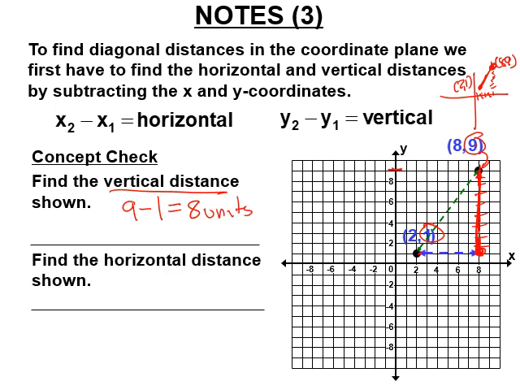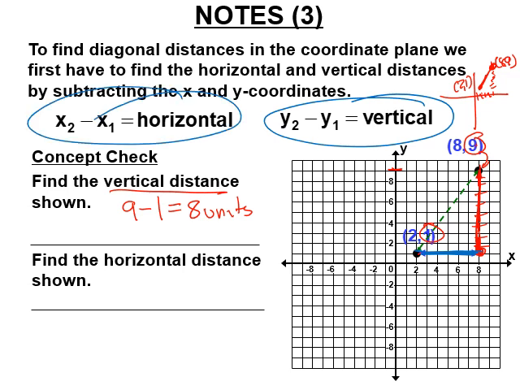So now find the horizontal distance. For the vertical, the up and down, we subtracted the y's. So what are we going to subtract now? The x's. And we want to make sure we get a positive answer for a distance. So we're not going to do 2 minus 8. We're going to do 8 minus 2, so we get a positive answer. 8 minus 2 is 6 units. That's the horizontal distance. We used to count them, 1, 2, 3, 4, 5, 6. The legs of this triangle are therefore 6 and 8. We subtracted the coordinates to get those distances.